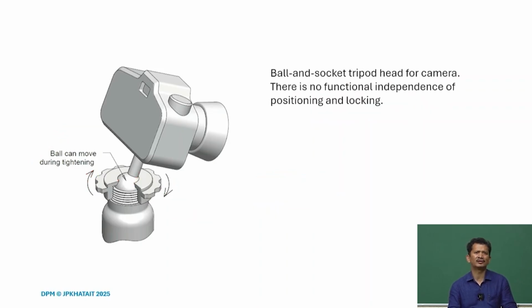So, how to address this? As we said, there are two functions, positioning and locking, and there is no functional independence. They are integrated, and we are trying to achieve both. Of course, the part count is small, but because there is no functional independence, we will face a lot of issues.